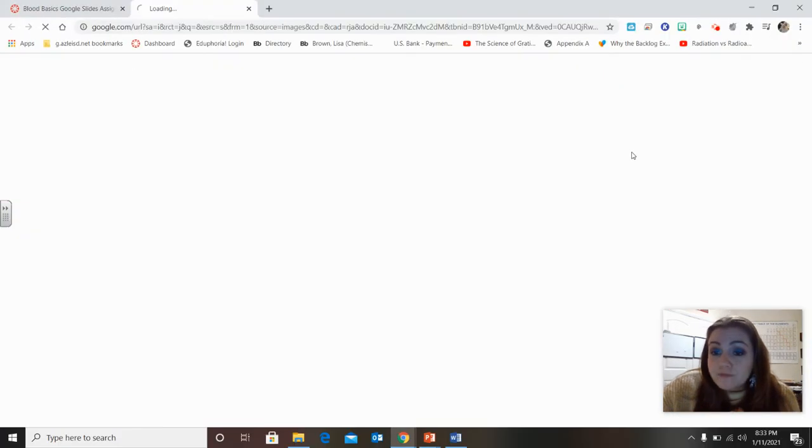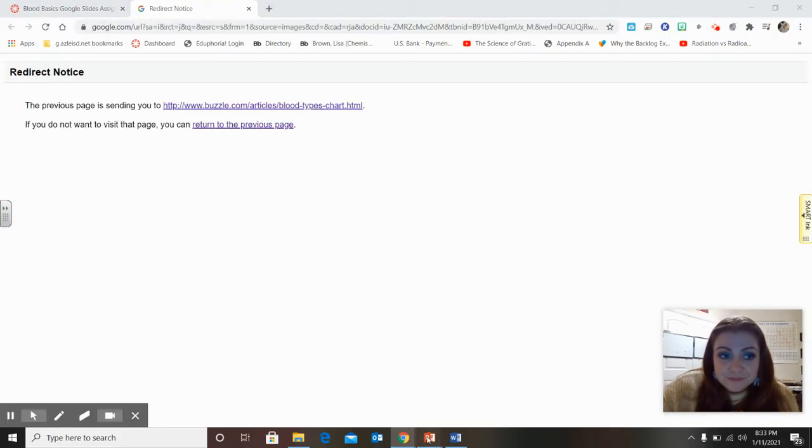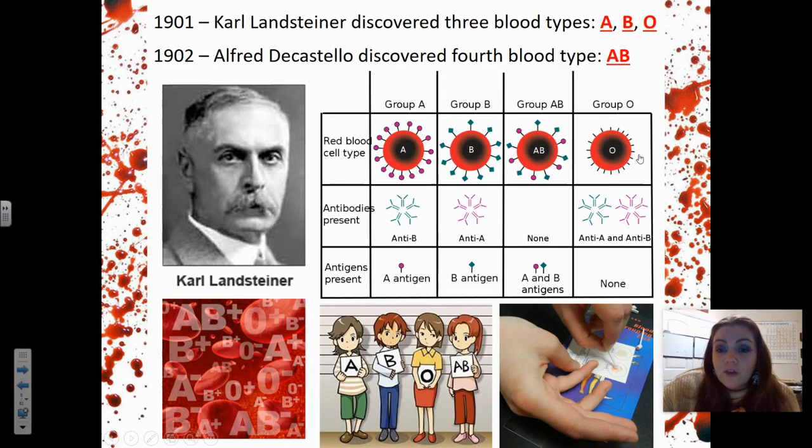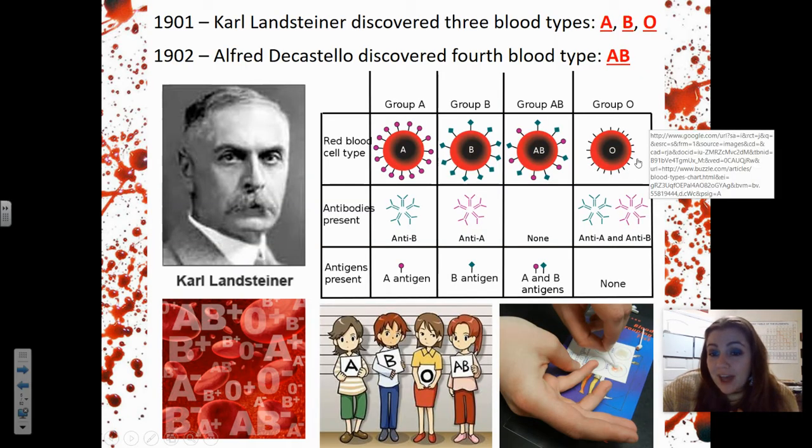And then group O, oh no, what just happened? If you're type O blood, well, you don't have A or B on your blood cell. So your body doesn't recognize A or B. So your body fights A and B blood. So you can't have either. You can't have A blood, you can't have B blood, you can't have AB blood. The only blood you can have is O.